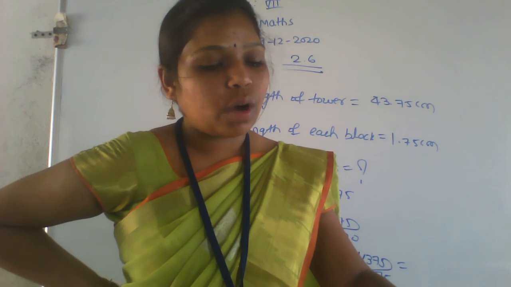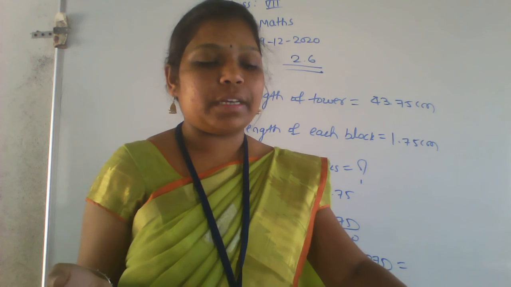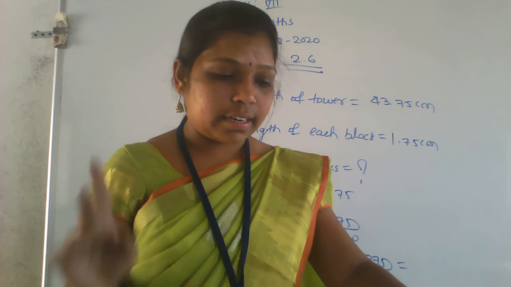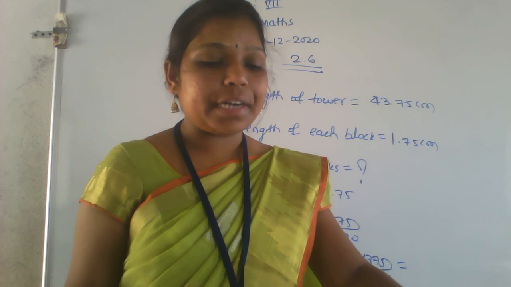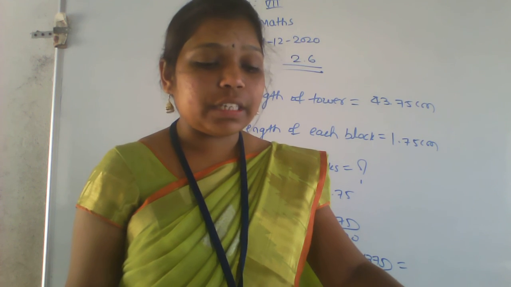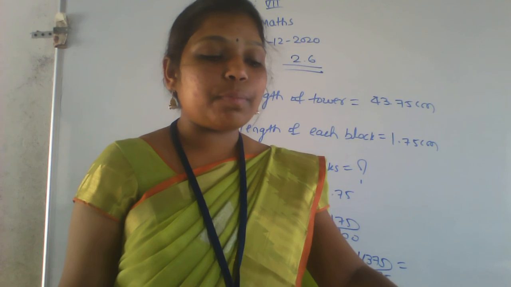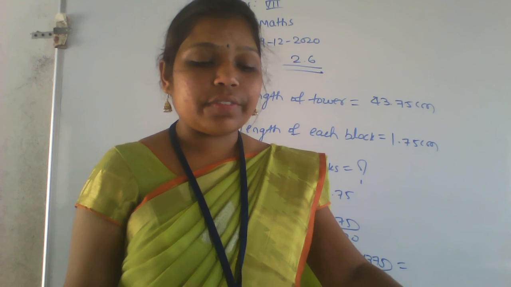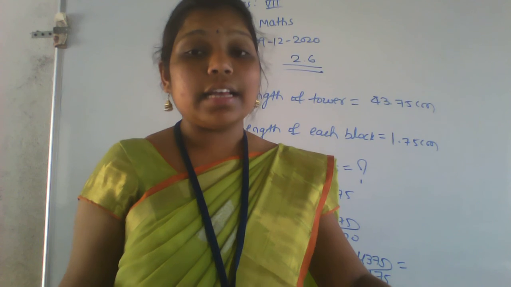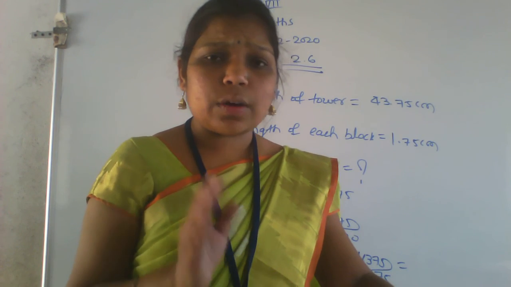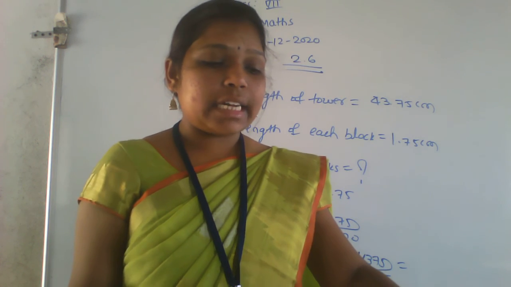And next, the ninth one also: a wire of a length is cut into 25 equal pieces. What is the length of each piece? Divide by 25 and you will get the answer. The tenth one also: the perimeter of a regular polygon is 129.5 centimeter. If the length of each side is 9.25 centimeter, how many sides does the polygon have? It is also division. Read the question properly. All are easy, only division problems. Do the division and you will get the answer.